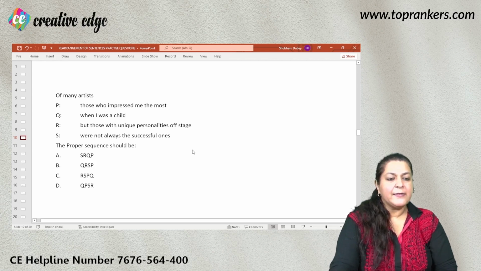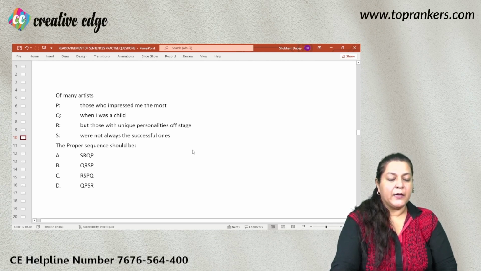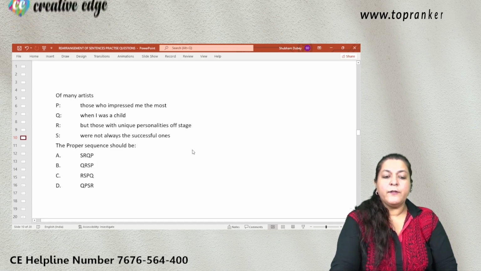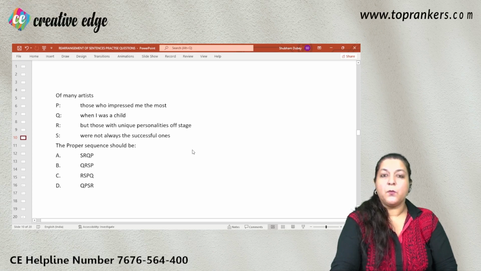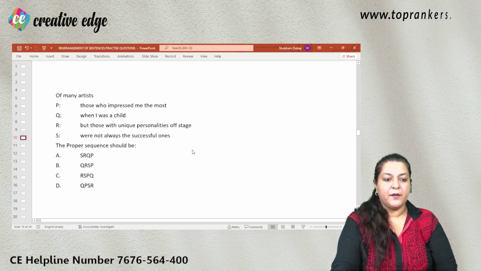Well, in this sentence, we are left with S, Q, and R. So we are not going to be reading option P. Please realize that. Of many artists, were not always the successful ones cannot be there. Why? Because it is a dependent clause. Like we did in the earlier slides, we know that a sentence cannot connect with a dependent clause just like that. There has to be something there, right?